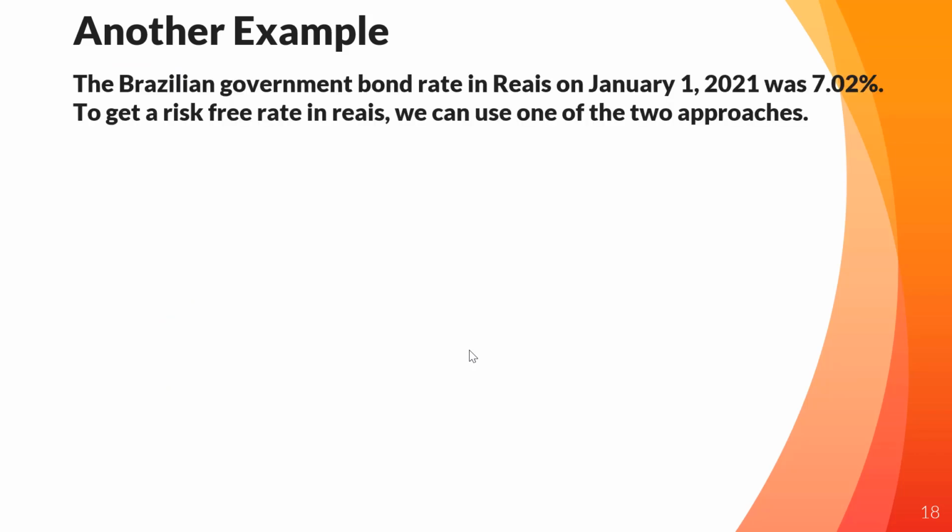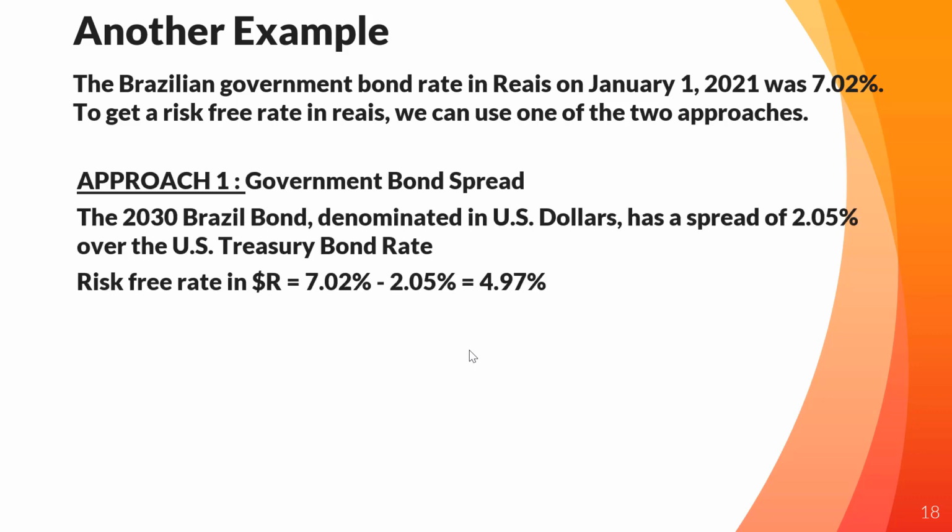Let's take another practical example to calculate our risk-free rates. The Brazilian government bond rate in their local currency, reais, on 1st January 2021 was 7.02%. Now, to get a risk-free rate in reais, we can use one of two approaches. The Brazilian government has issued a US dollar denominated bond, right? So the first approach is we can find the spread between the US dollar denominated bond issued by the Brazilian government and the US dollar bond issued by the USA.